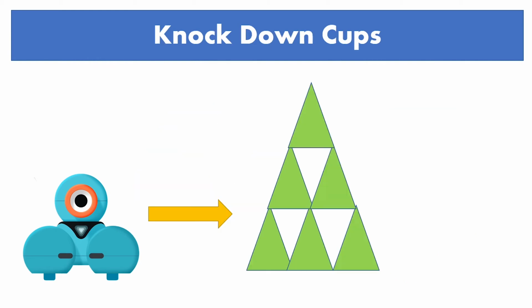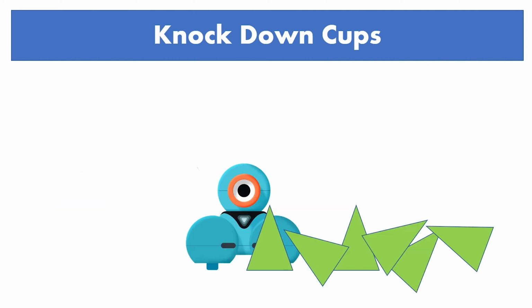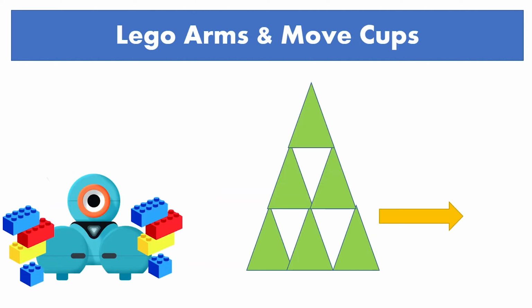Using those same cups, you can build a tower and then program Dash to bump into that tower and cause all of those cups to tumble down. Additionally, if the cups are set up in a tower form, you can also use the Legos that have been provided to create arms or barriers, and then have Dash move that entire stack of cups from one point to another.